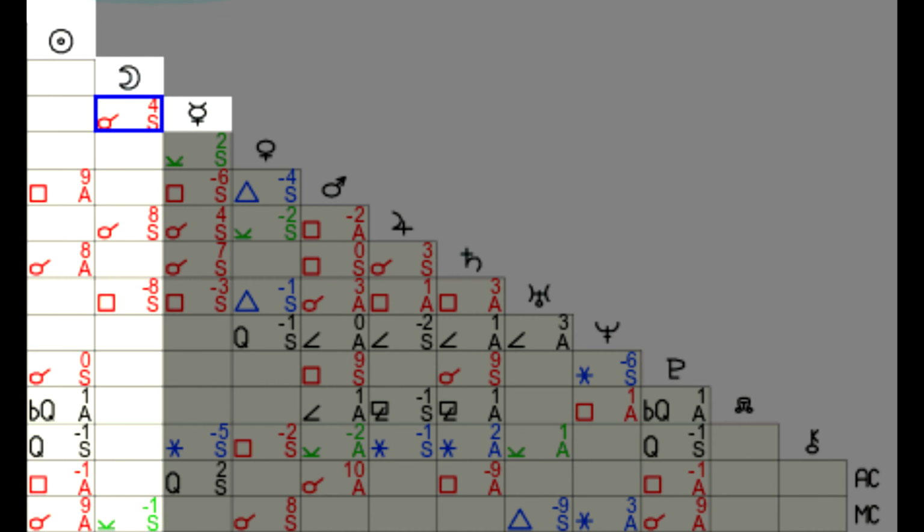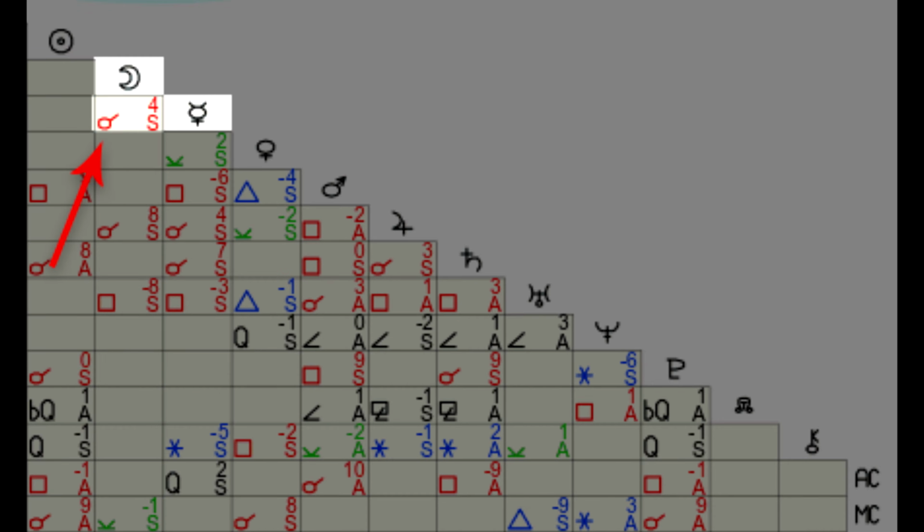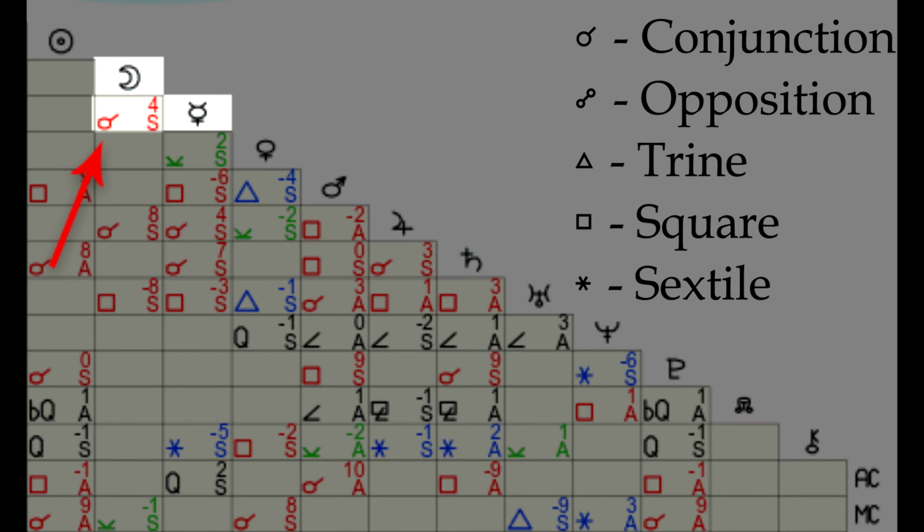This one is also blank, so we can tell that there are no aspects between the Sun and Mercury in this natal chart. In the next cell to the right, we're now in the Moon's column in Mercury's row. So information in this box will tell us about any potential Moon-Mercury aspects. And we actually have information in this box. We can see the glyph of the aspect in the bottom left corner, a number in the upper right corner, and a letter, S, in the bottom right corner.